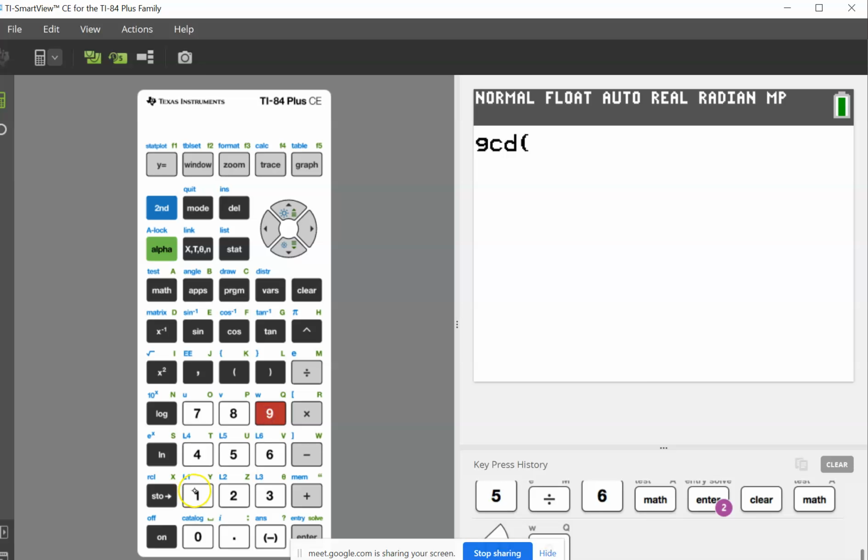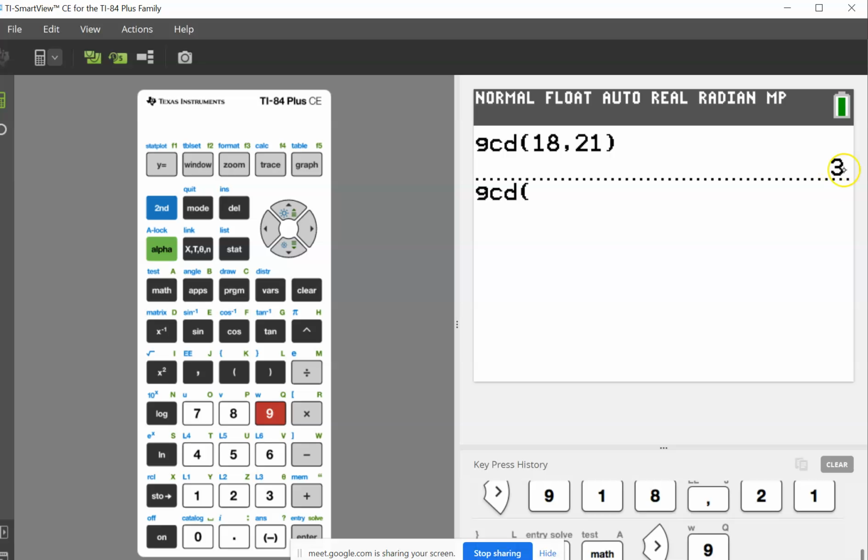The first two numbers we had were 18, comma, and 21. The greatest common factor for both of those is 3. You can't do more than 2 numbers at a time or you get an error message. We're going to do math, arrow right, choose number 9. We're going to start with the answer we just got, and our third number is 60.